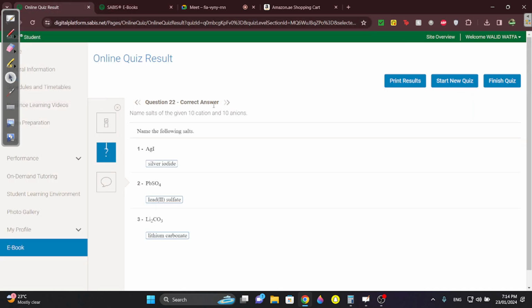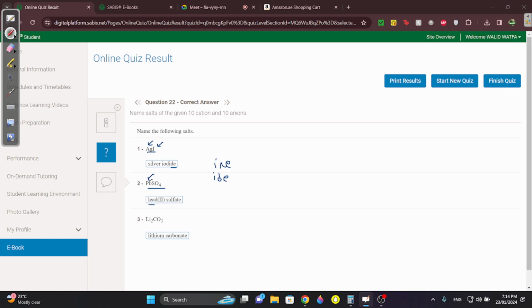Name the following salts. You have a periodic table beside you. AgI is silver, I is iodine. Since it's an ionic compound, it will end with IDE. Silver iodide. If anything ends with I-N-E, it changes to IDE in a compound.